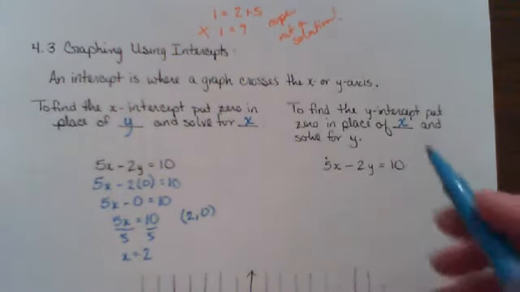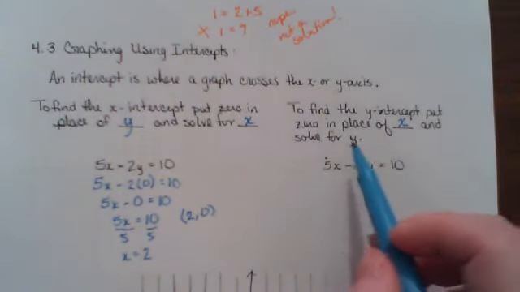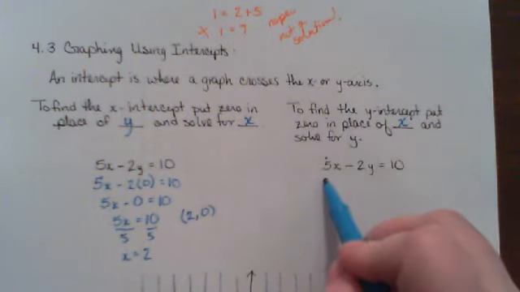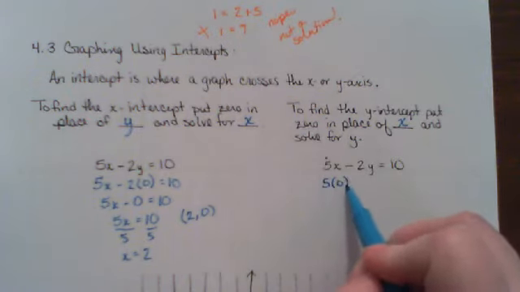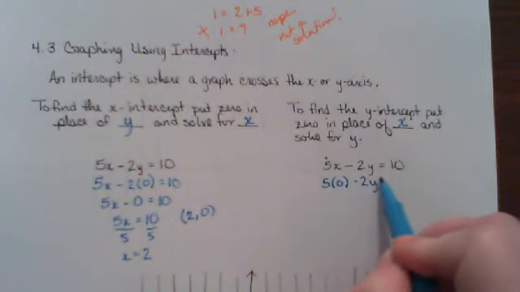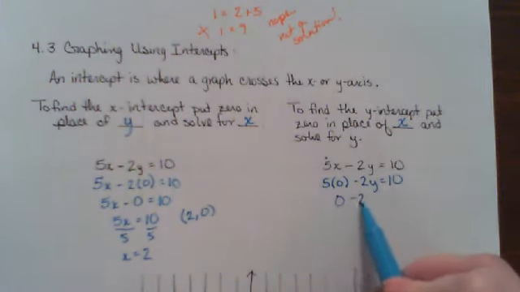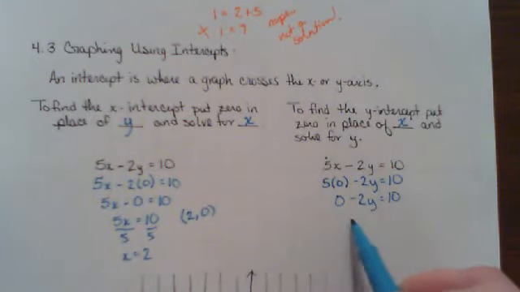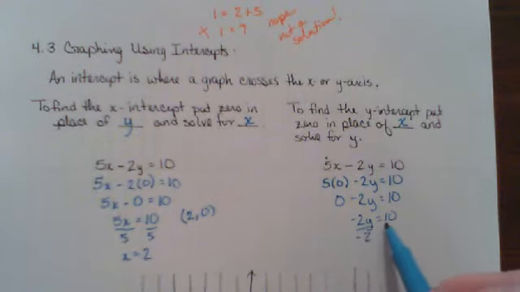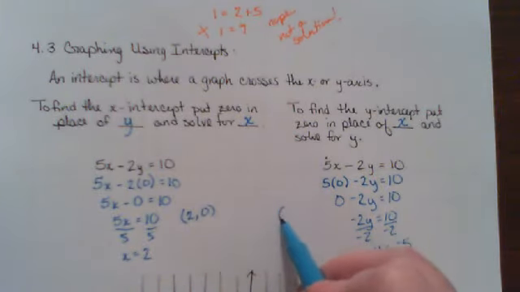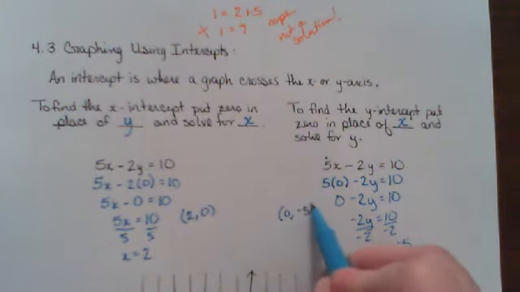For the other side, we have to put a 0 in place of x. So that's 5 times 0 minus 2y is equal to 10. So 0 minus 2y equals 10. Negative 2y equals 10. Divide both sides by negative 2. Y is equal to negative 5. But that's not my intercept. My intercept is the point (0, -5).